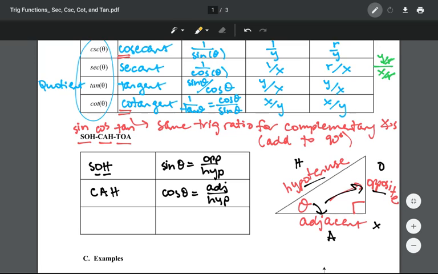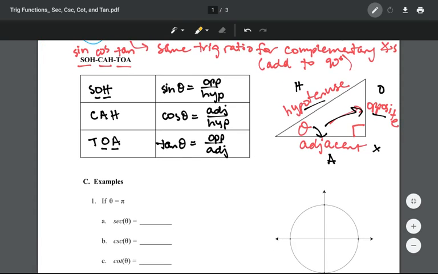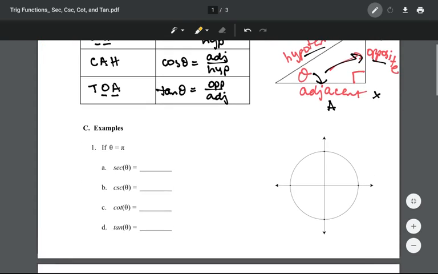over the hypotenuse. And then finally, tangent is from TOA. So TOA is opposite over adjacent. So tan of that angle theta is opposite over adjacent. This lets me find those values even when I'm not on the unit circle. Let's go ahead and work through some examples.